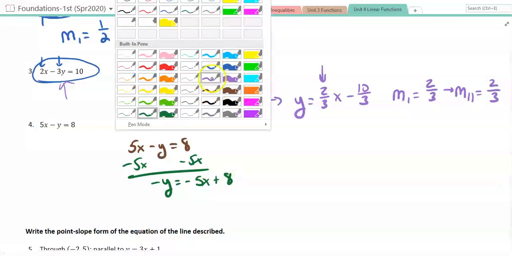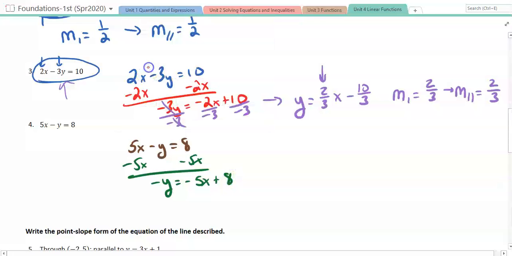And again, I've got to get the y completely by itself. And so I've got to divide by the negative 1, because remember, there's a 1 sitting right here. Remember that the y is not equal to negative 1. The coefficient of y is negative 1. So I'm going to divide everything by that negative 1. And so we get that y is equal to 5x minus the 8.